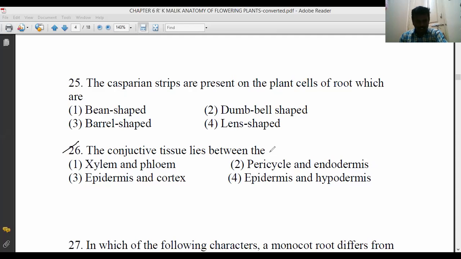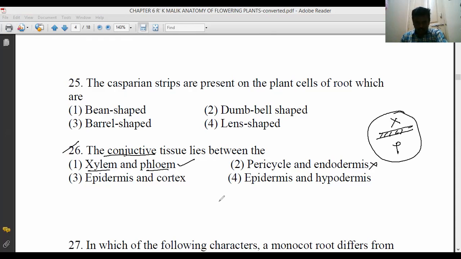The conjunctive tissue lies between, see, xylem and phloem. Generally, parenchymatous cells are present between xylem and phloem in roots. Those are called conjunctive tissue. See, this is xylem, this is cambium, this is phloem. This is called a vascular bundle. These are also called conjunctive tissue. So it is the correct option.